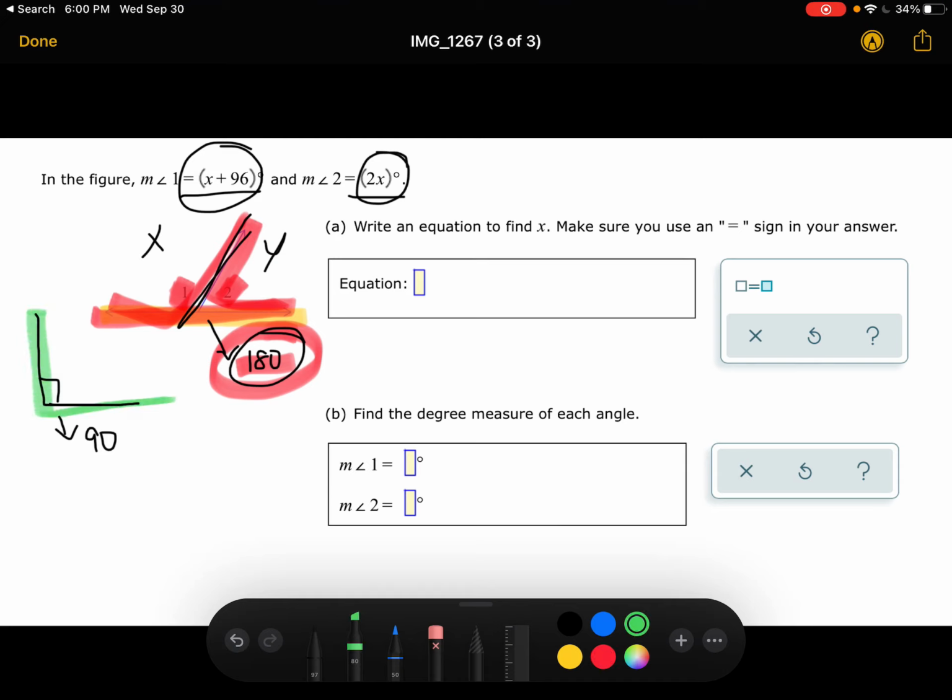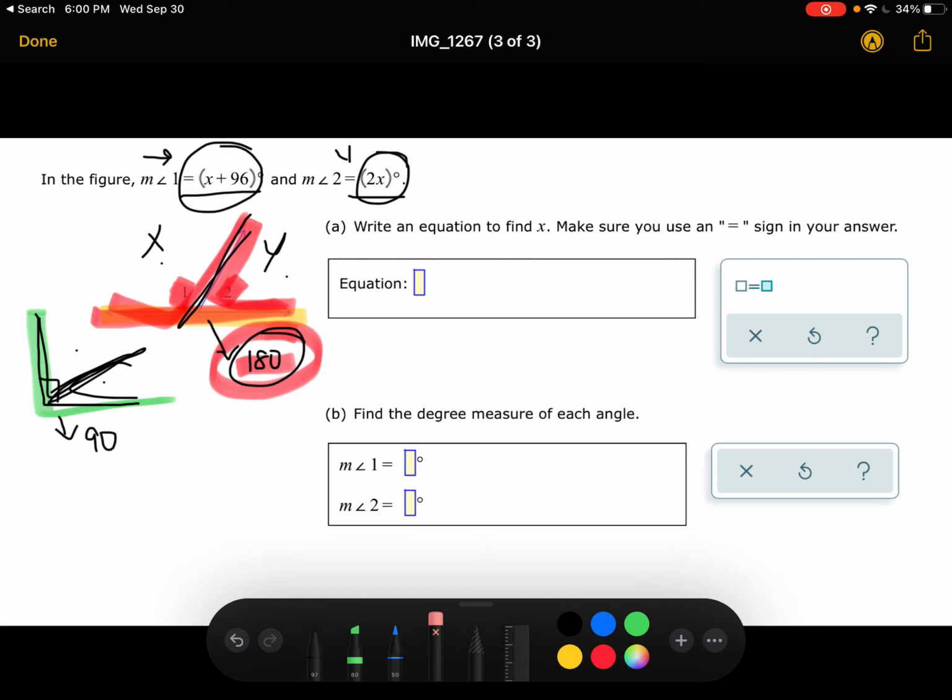Now, if you have this 90-degree angle, this right angle, it's the same concept. It's just a different number. If I cut this into two, it's not necessarily going to be 45 and 45. It's just going to be whatever it is. Whatever they tell you for the measure of angle 1 and angle 2, those together equal 90. If you're having a hard time with this concept, come see me.